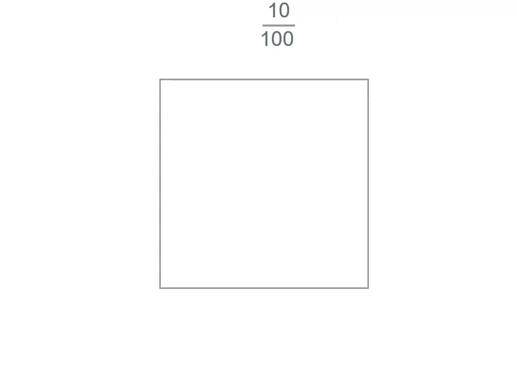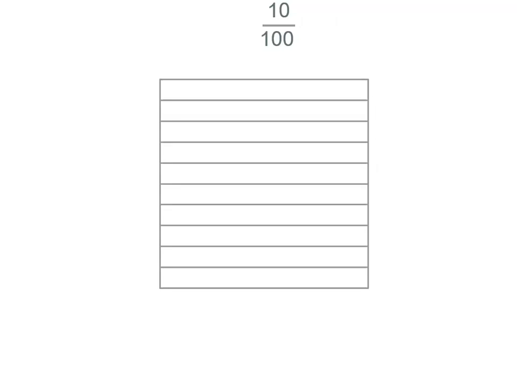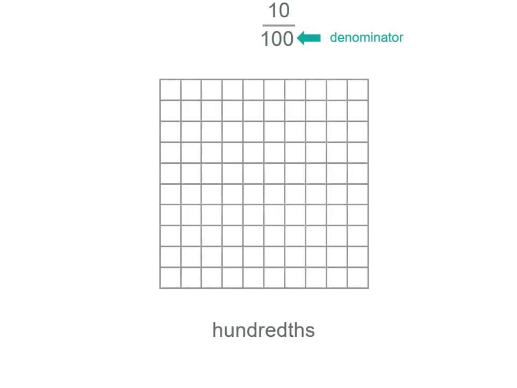What does 10 1/100ths look like? Well, I've got the same shape, but this time, instead of dividing it into tenths, I've got 100 as my denominator. So I need to divide it into 100 parts. So I'm going to put another set of lines that way. And I've now got 10 rows of 10 squares. So I've got 100 squares altogether. Each of them is 1/100th.